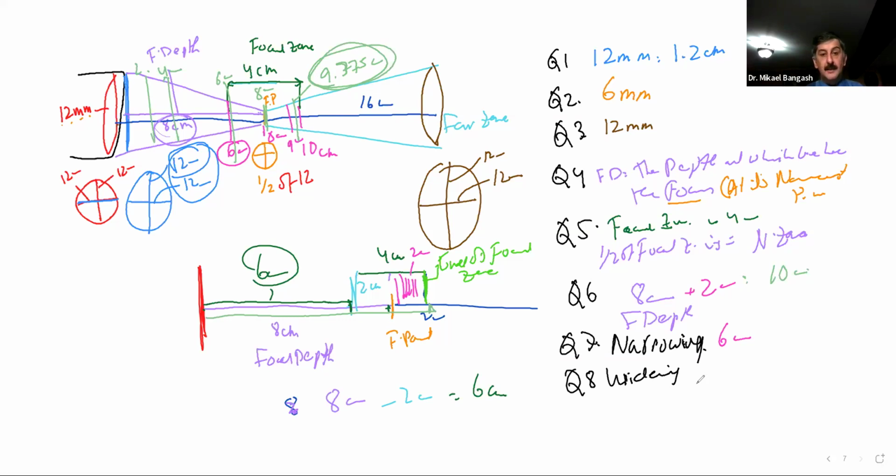Or the cheat is you can say any distance or any depth which falls into the far zone is where the beam will be widening. Clear? Any depth or distance that falls in the near zone is a point where the beam will be narrowing. And the focus is where the beam is at its narrowest. Did that make sense?